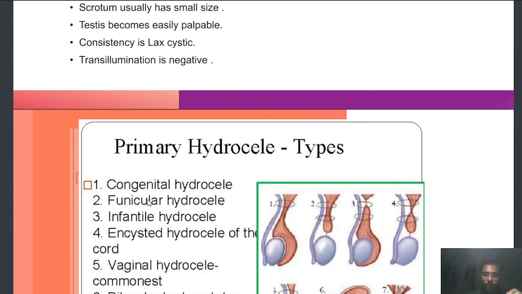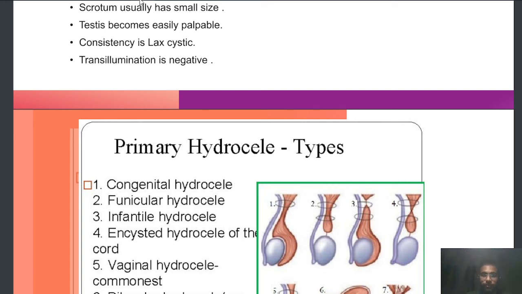So now, as I was speaking, primary hydrocele has different types. Before we start with the different types, I would like to remind you that primary hydrocele is basically a non-communicating type of hydrocele. So basically, you will have a closed processus vaginalis here, whereas in other types there won't be a patent processus vaginalis.